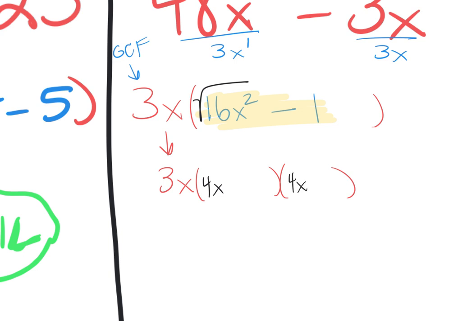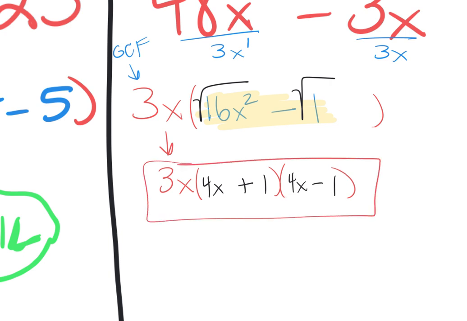I take the square root of the last term. So square root of 1 is 1. And my signs are opposite, 1 positive, 1 negative. That's going to be my final answer, all of that with the 3x. Again, I could check if I FOILed it and then just distributed the 3x. That would get me back to my answer.